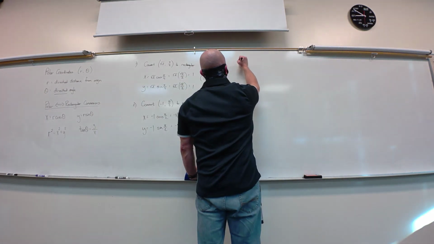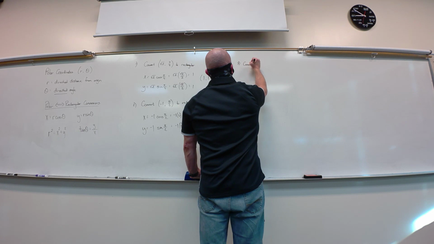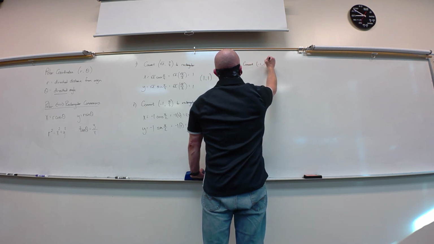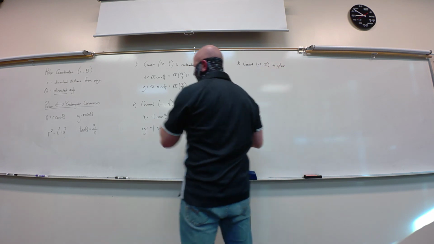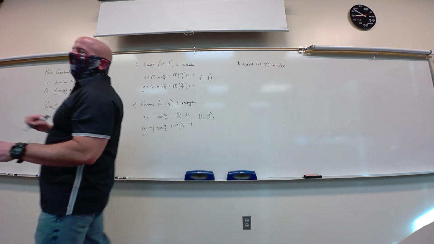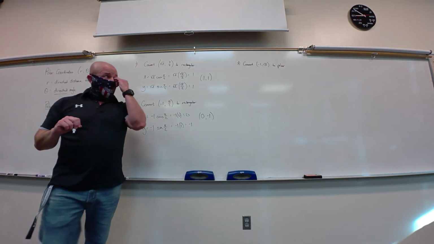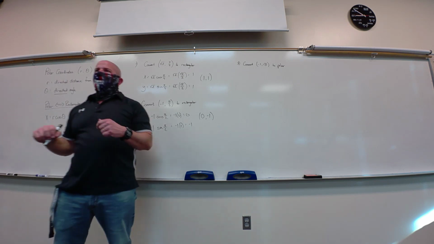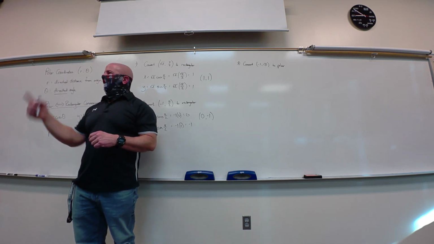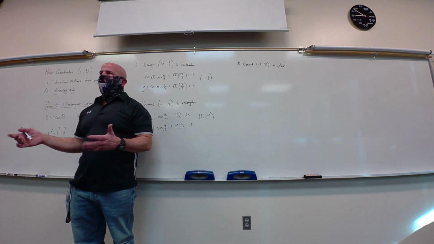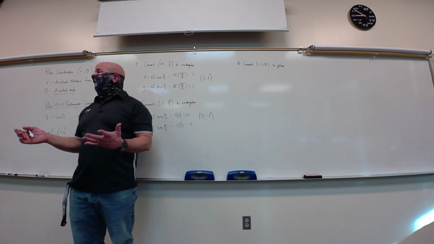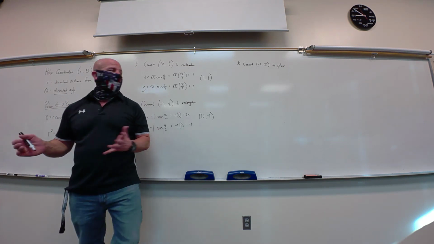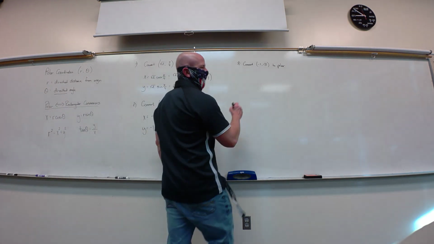Convert negative 1 root 3 to polar. So that same idea of visualizing where you are: negative 1 root 3 would be quadrant 2. I'm going to go left 1, up root 3 units. I'm in quadrant 2. All right, so I'm expecting a quadrant 2 angle, right? Well, I need an R value.